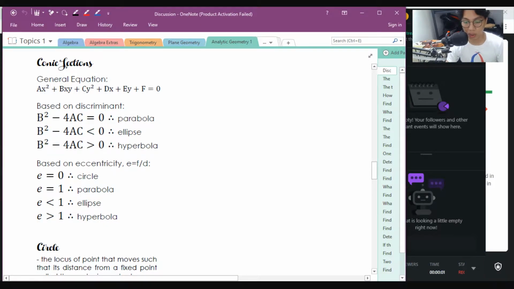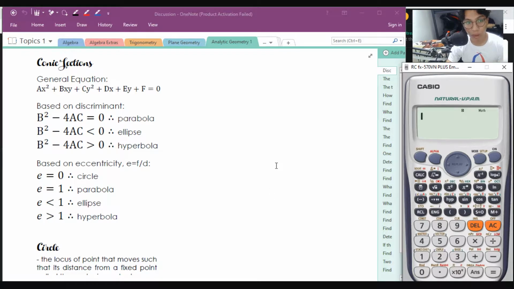Let us begin with the discussion for conic sections for your analytic geometry 2. So, meron tayong iba't ibang uri ng conic sections. Bakit siya tinawag na conic sections?